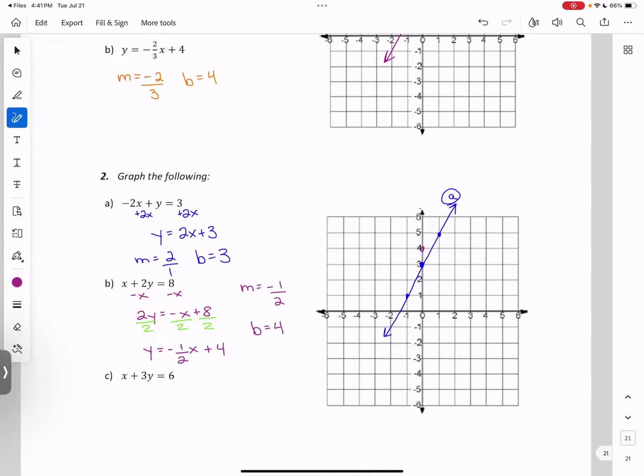So I'll draw in my y-intercept at 4, and then slope of negative 1 over 2, so going down 1 and 2 to the right. Or if I think of it as 1 over negative 2, I'm going up 1 and 2 to the left. And so that gives me the line.